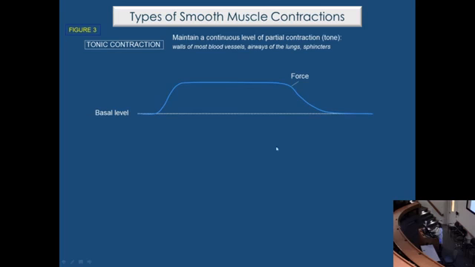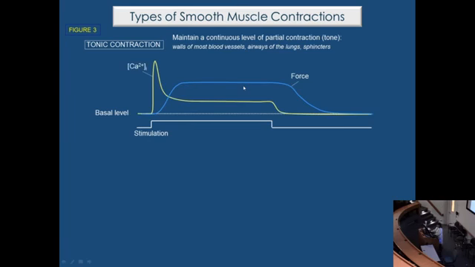So you see that there is a long maintained partial contraction, and this is what is referred to as a tone. Everybody is familiar with tone, and that's also why it's referred to as a tonic contraction. These contractions will result when you apply a long duration stimulus, as is illustrated here. And as I said before, in order for contraction to occur, we need calcium, right? The calcium increases in the cytosol, as is illustrated here.